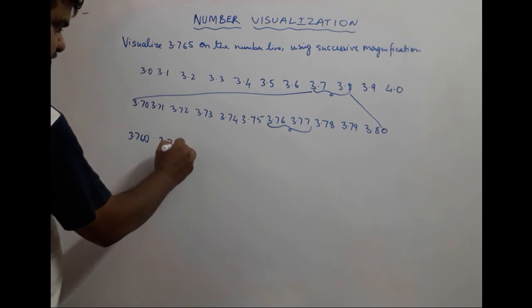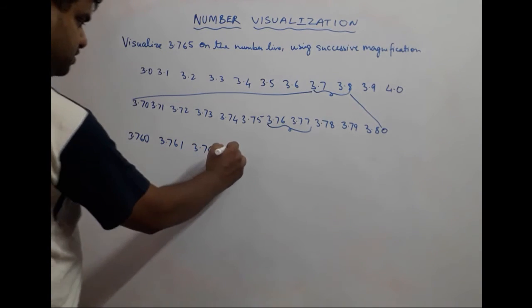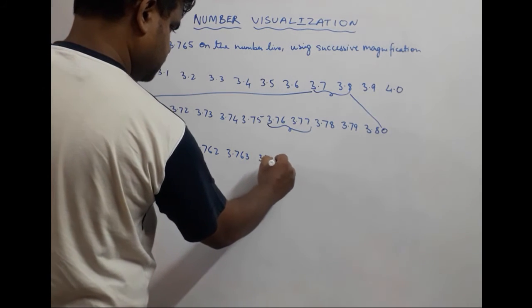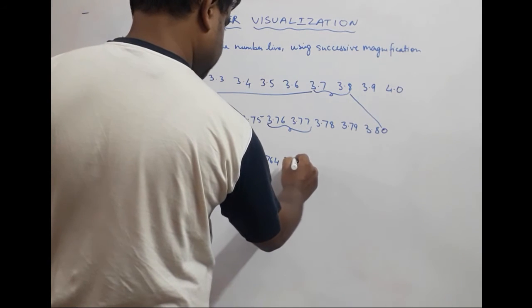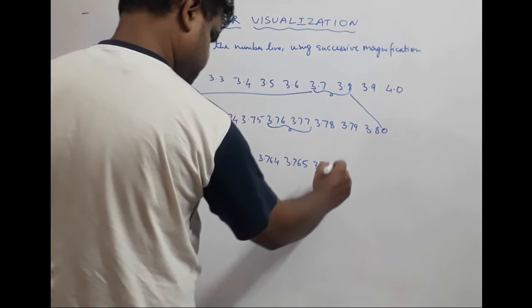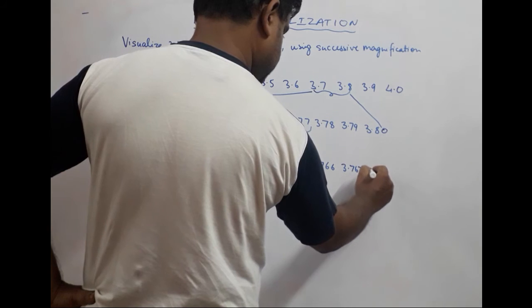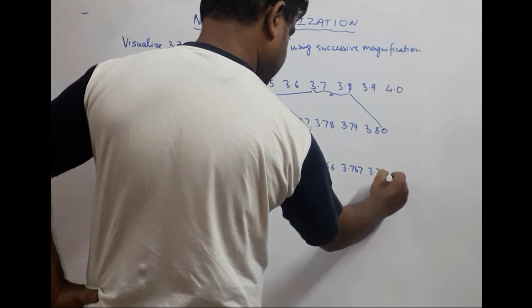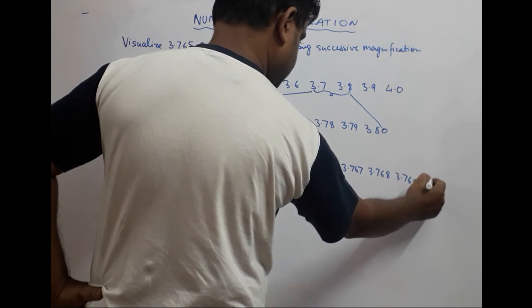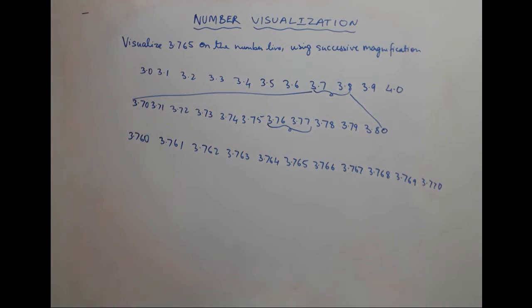Next will be 3.761, then 3.762, 3.763, 3.764, 3.765, 3.766, 3.767, 3.768, 3.769 and 3.770. Got it?